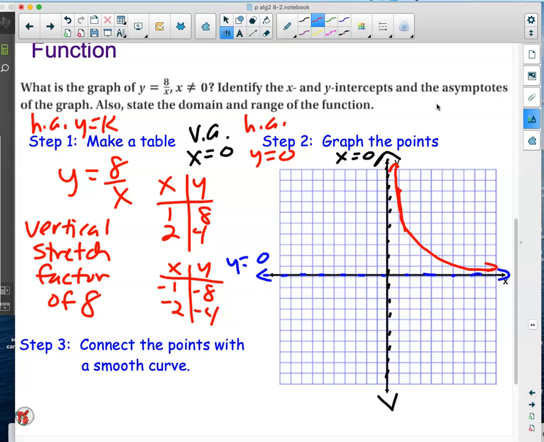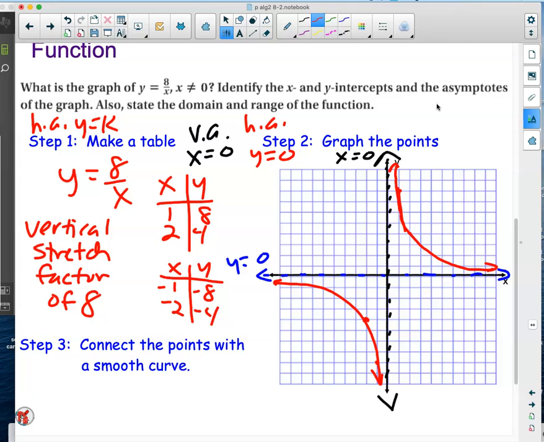Now we can get the other branch on at (-1, -8) and (-2, -4). So if it's really basic, and it's just y equals a over x, we're always going to have the x-axis and the y-axis as our two asymptotes, y equals 0 and x equals 0.